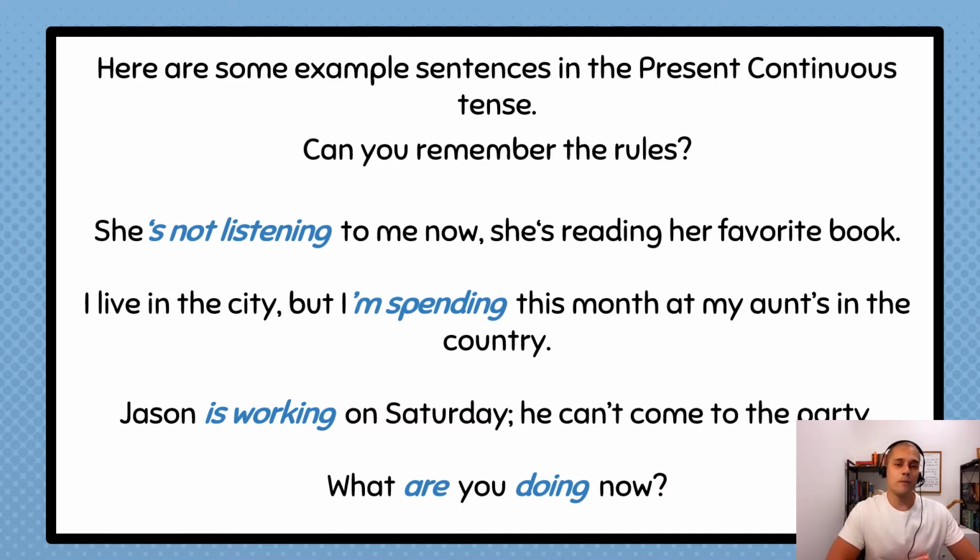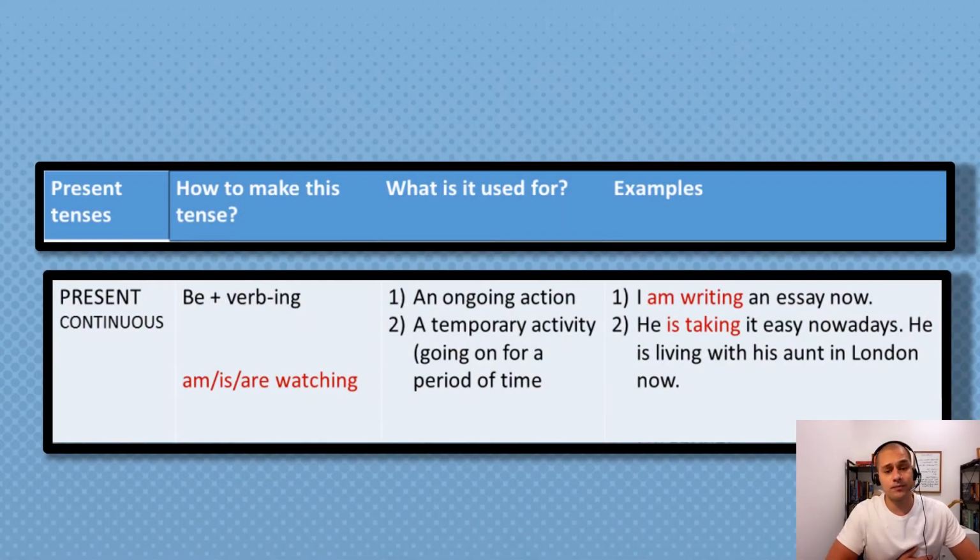What are you doing? Notice that the present continuous is formed by verb to be plus the verb in the ing form, the main verb in the ing form. And in the negative and in the affirmative, the verb to be comes close to the main verb in the ing form. But in questions, the verb to be goes before the subject, like in this example. What are you doing?